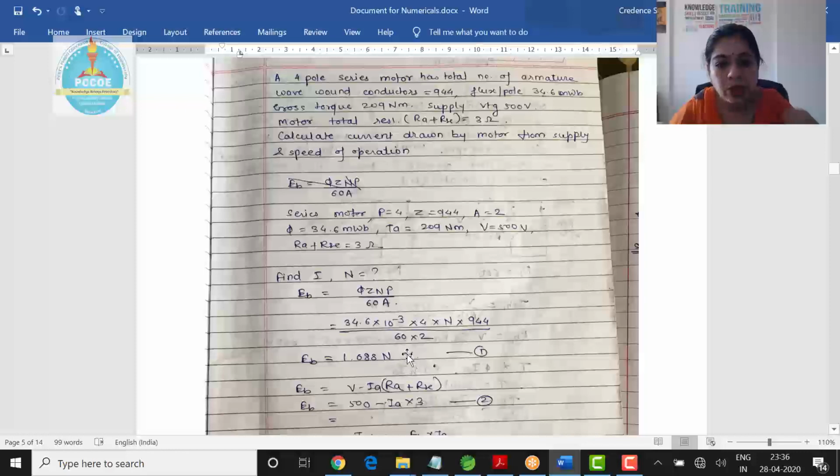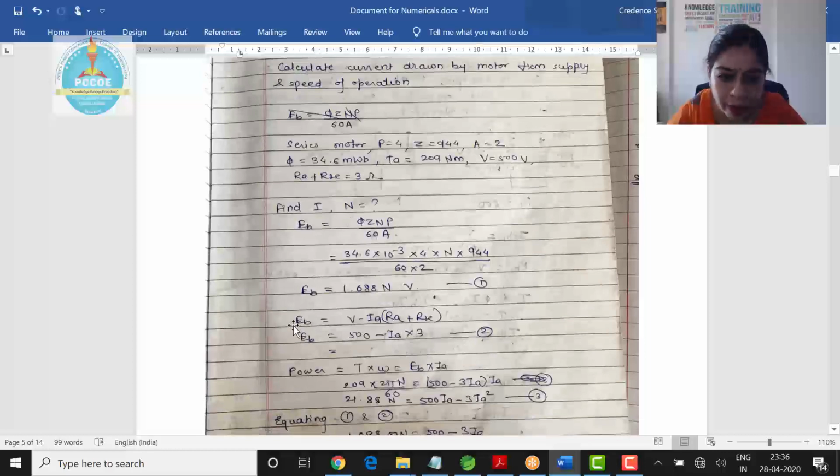Okay. So how can we calculate now? We have given the parameters phi, Z and P. So we need to use that formula of EB. What is EB? EB is equal to phi Z N P upon 60A. By putting these values into the formula, I can get the value of EB. Once I get the value of EB, you know that EB is equal to V minus IA into RA plus RAC, because it is a series motor and this factor is given. Supply voltage is given. EB we have calculated. So from that easily we can calculate the value of IA.